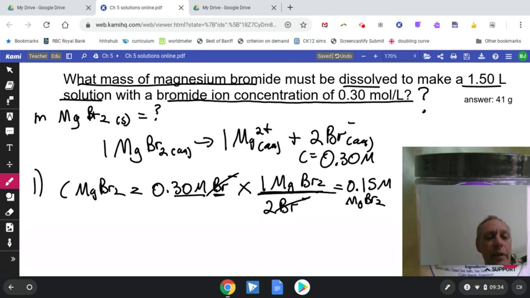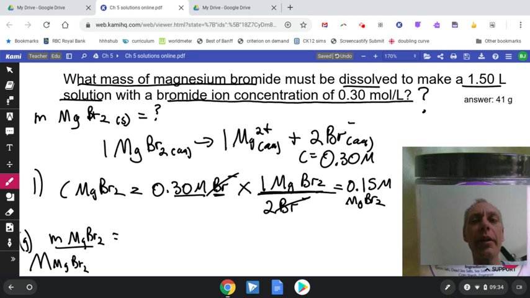Now we have the concentration of MgBr2, we can get the mass of MgBr2. Here's where we use unit analysis. We're looking for the mass, so the units would be grams. There is nothing in this question that has grams, but because we know it's MgBr2 and we're looking for the mass, we can get the molar mass of MgBr2. And I've already calculated it. 1 magnesium and 2 bromine is 184.11 grams per mole. And I put that in the wrong spot. It should be down here.